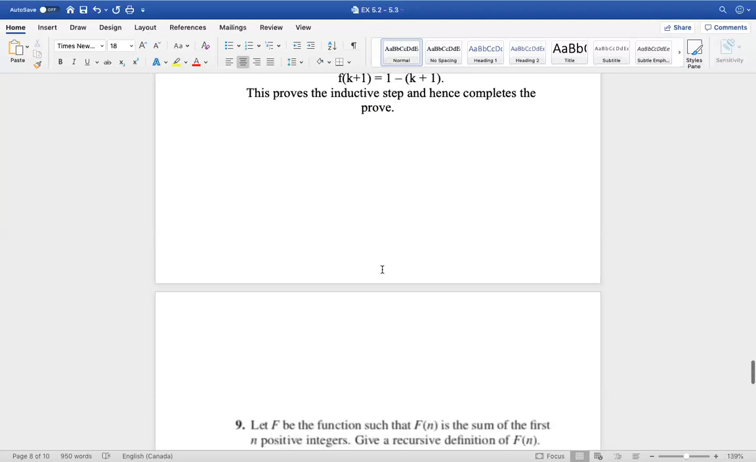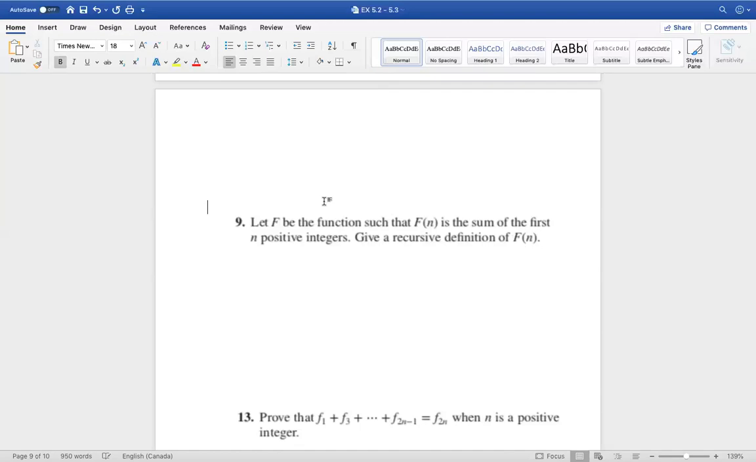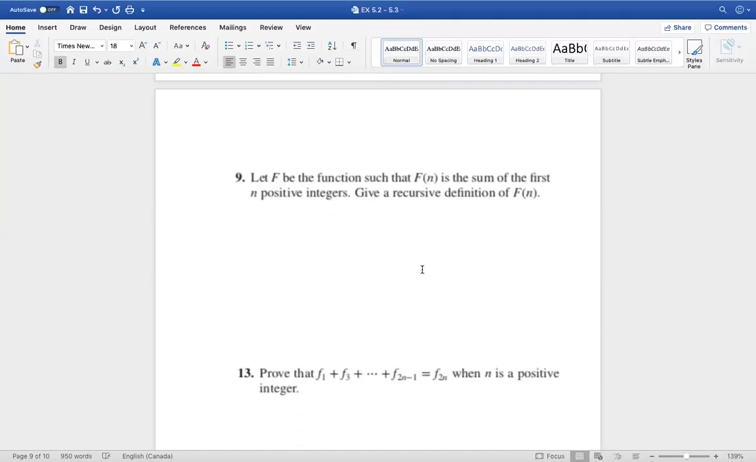Let's take another question. So we have f be the function such that f of n is the sum of the first n positive integers. Give a recursive definition of f of n. So we have to define a recursive function f of n, which will basically represent the sum of the first n positive integers. So we have to construct such a function here.